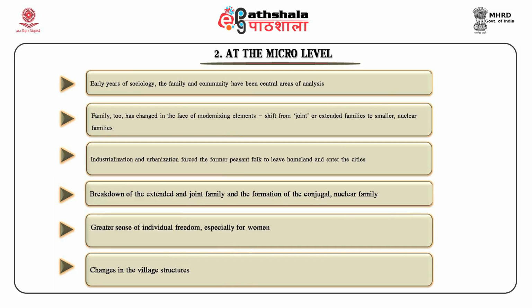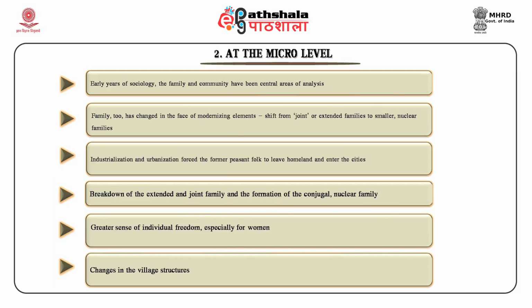Knowledge was passed on from one generation to another orally, due to which age was an important factor in deciding social status. The political, economic, and social changes brought on by modernization inevitably led to a change in this traditional family structure. Industrialization and urbanization forced the former peasant folk to leave their traditional homes and enter the cities, resulting in the breakdown of the extended family and the formation of the conjugal nuclear family.